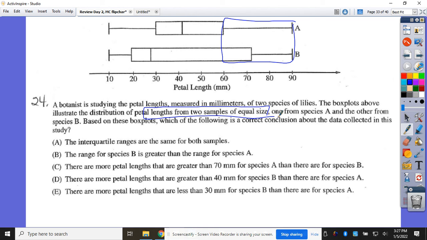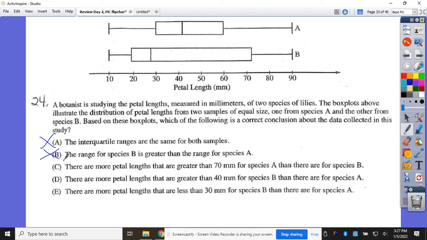So interquartile ranges are the same for both samples. How do I see what is representative of the interquartile range? The whole what? The box. Well, is the box the same for both of them? No, obviously not. That's not the right answer. The range is represented by the entire thing. The range for one is bigger than the other one. Is that true? No, those are the exact same.